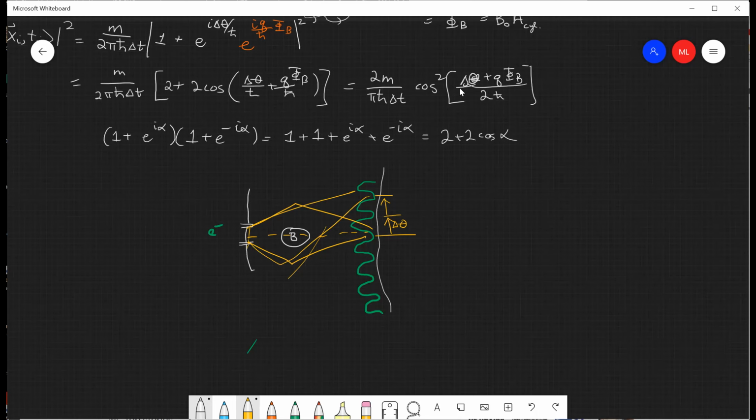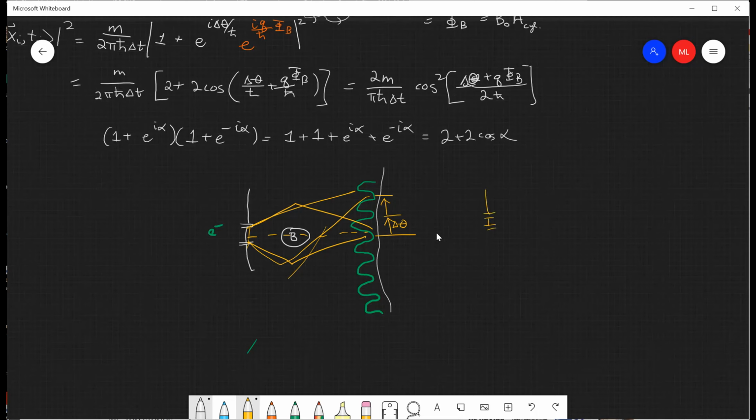Because the ones that go on the top can go straight there, and the ones that go on the bottom of the cylinder have to do a detour. And so there will be a phase difference associated with just how far up you are on this screen. So that'll be delta theta. And if there's no magnetic field there, then from that you could just calculate what the two-slit interference pattern is.